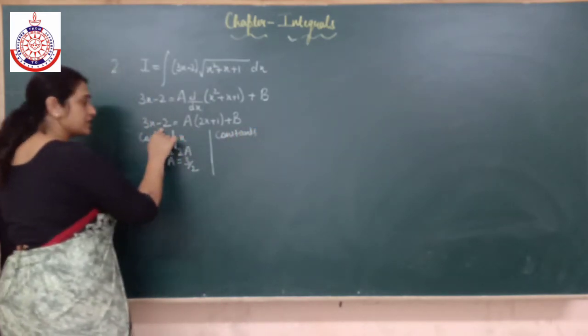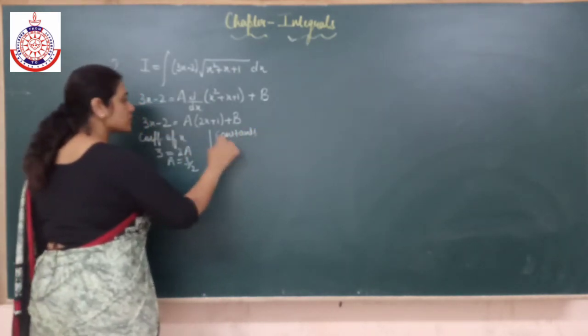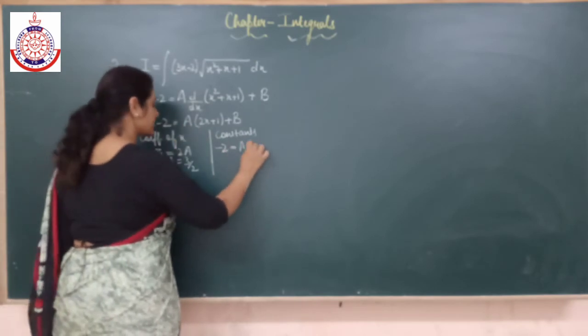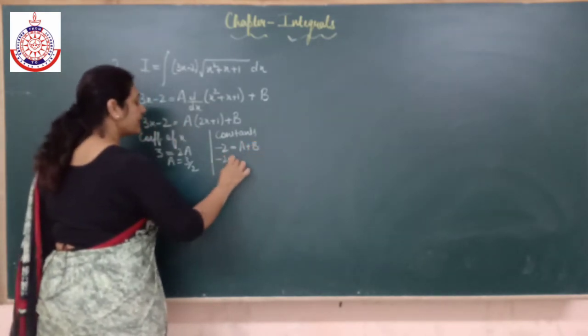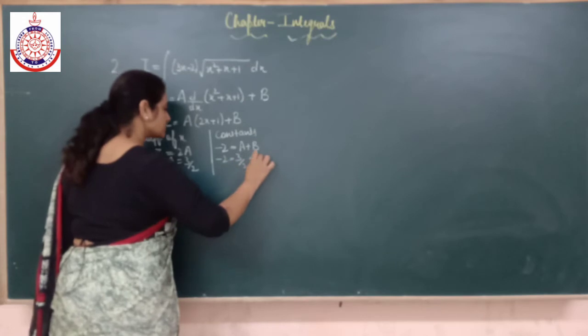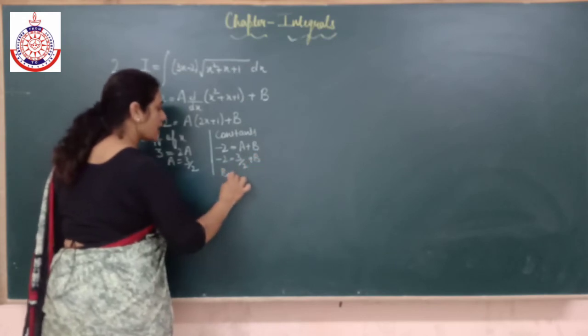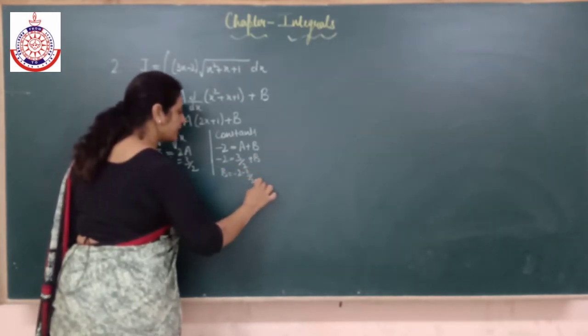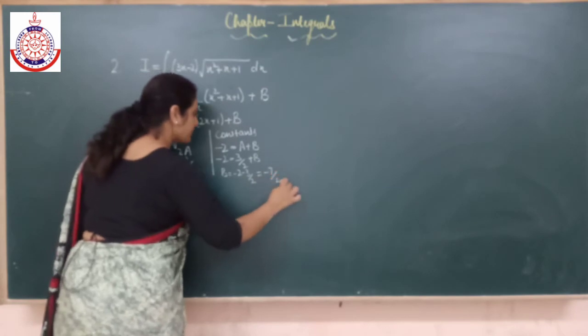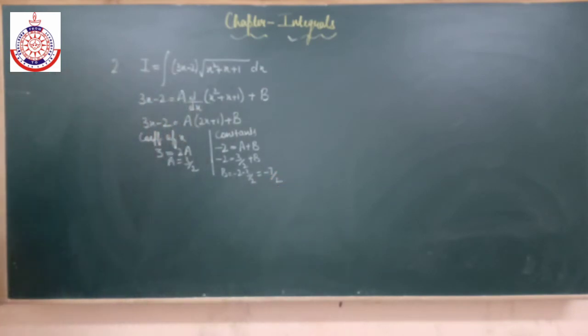Constants: what is the constant here? Minus 2. What is the constant there? A. What is the constant there? B. Put the value. Minus 2 minus 3 by 2, that is minus 7 by 2. A we have got as 3 by 2 and B we have got as minus 7 by 2.